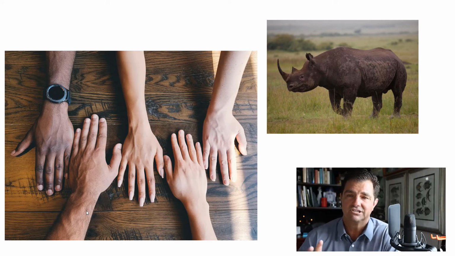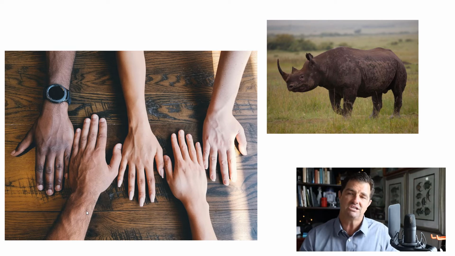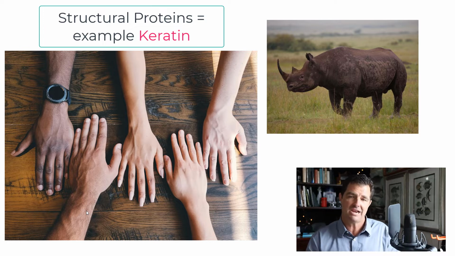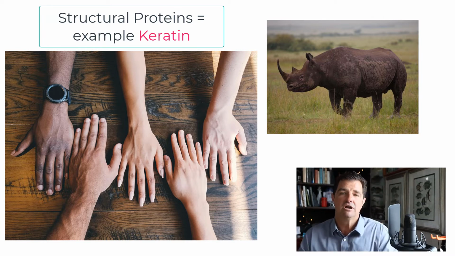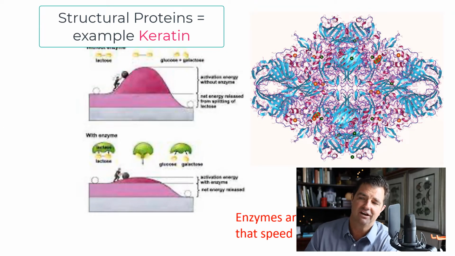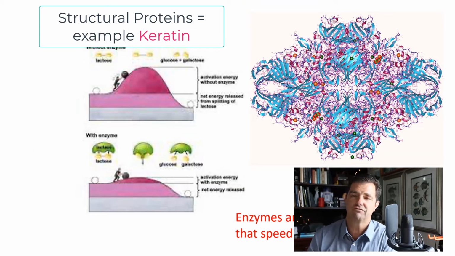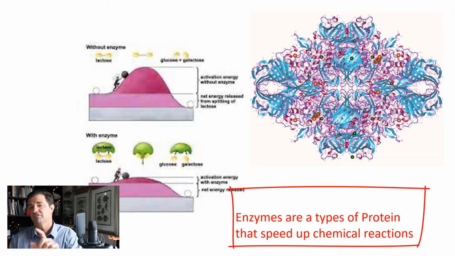Proteins do a couple of different things. One is they form what are called structural proteins. Your fingernails, for example, are made out of a protein called keratin. It's also the same protein that makes up the horn of a rhino. Proteins are important for muscle and collagen and other things of that sort. But the part we're going to focus on mostly is that proteins are very important because they work as enzymes. Enzymes are a type of protein, and they speed up chemical reactions.